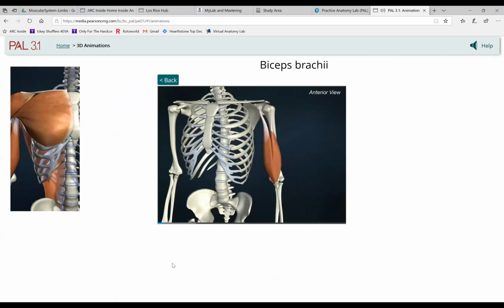Biceps brachii is the large two-headed flexor muscle. Can you guys hear that? Yes. Okay, perfect. I'll let it play then. Located in the anterior compartment of the arm.